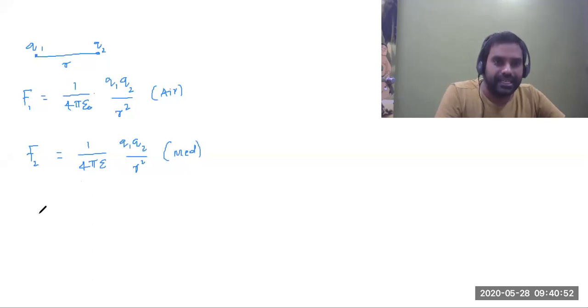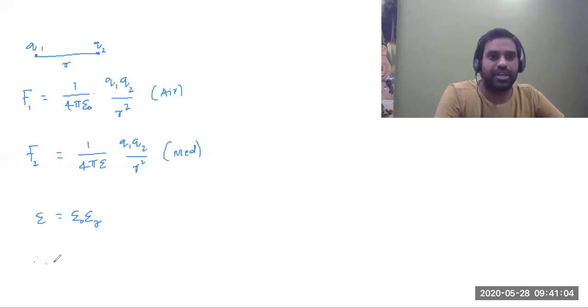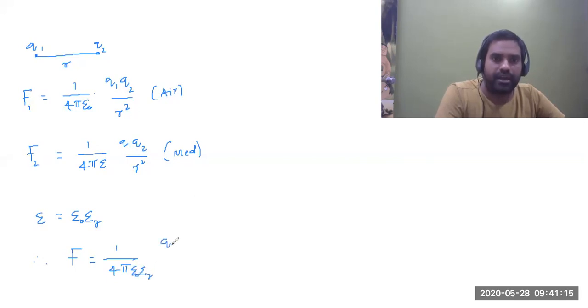Students, here epsilon is always written as epsilon naught epsilon R. This also we have seen yesterday, where epsilon R is the relative permittivity. So the general formula for the interaction force between 2 point charges is always written as 1 by 4 pi epsilon naught epsilon R into Q1 Q2 by R square. Here epsilon R is equal to 1 for air or vacuum, and epsilon R will be greater than 1 for any other medium.